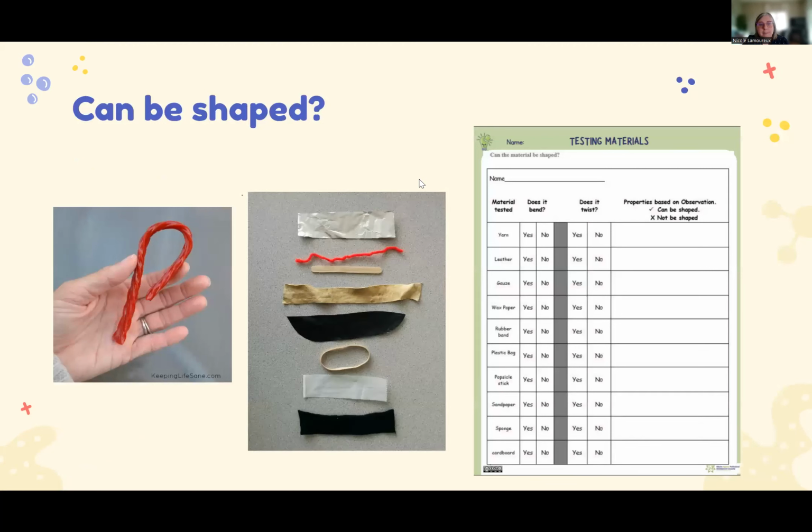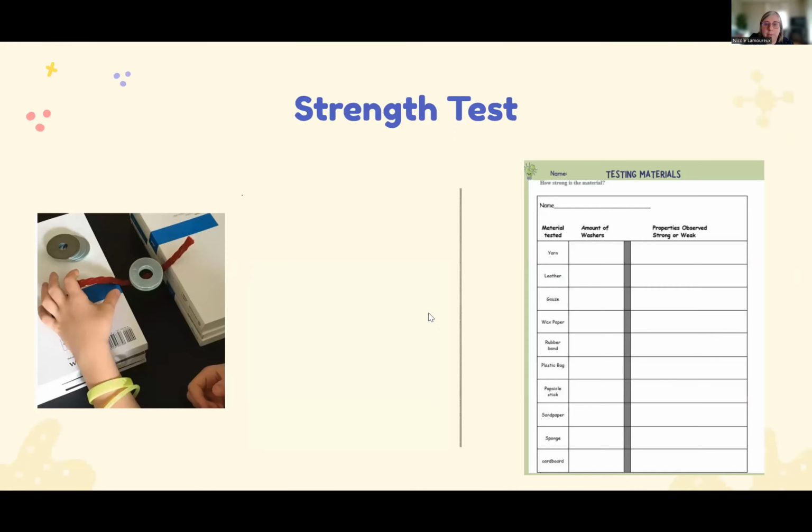Can it be shaped? Can you bend it? Can you twist it? And if you have a 1-2 class, this is probably a connection to grade 1. But again, with the materials, does it bend? Yes, no, yes, no. Check mark: can it be shaped, or is it not able to be shaped? Okay, I'm looking at cardboard, that's probably 1.